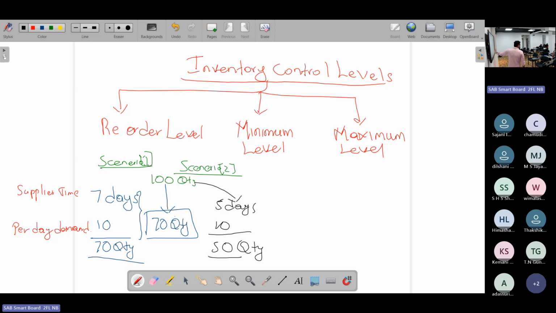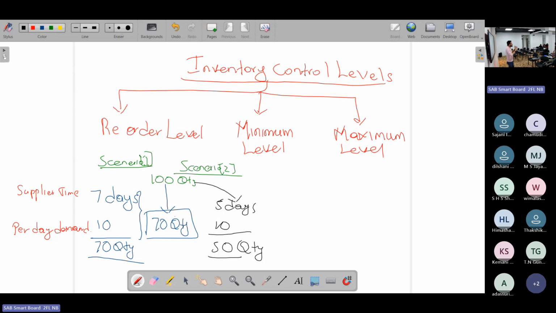Reorder level has another meaning elsewhere, but just understand reorder level only. Based on your supply time and your per day demand, you should determine your reorder level, the point at which I should put a new order. How much I should order is called EOQ, the economic order quantity. That we will discuss after the break.